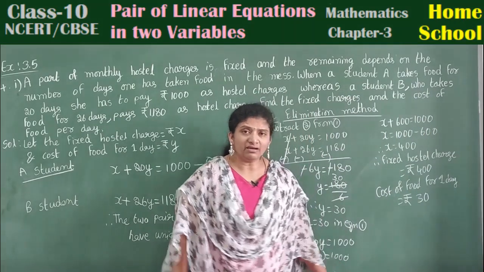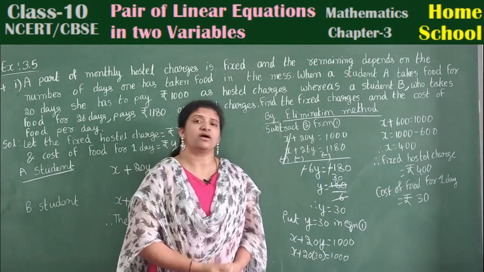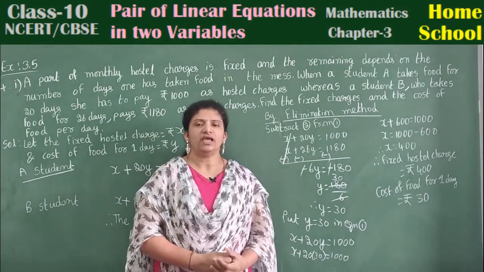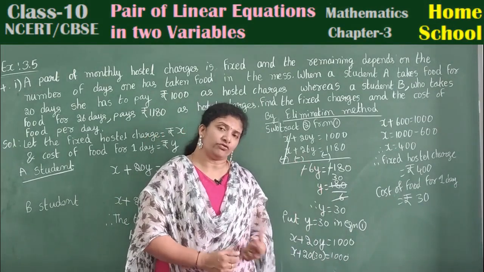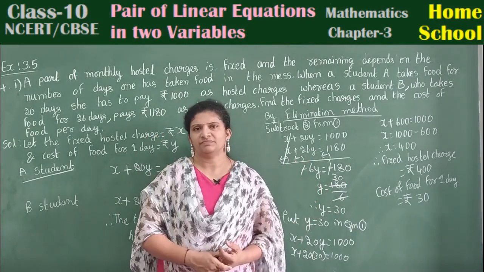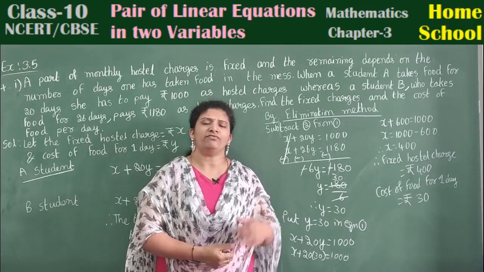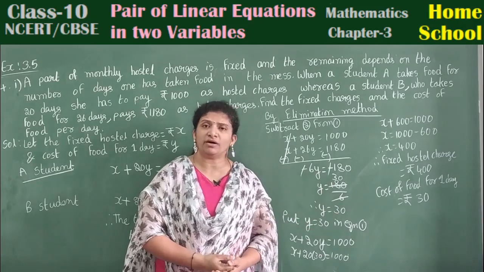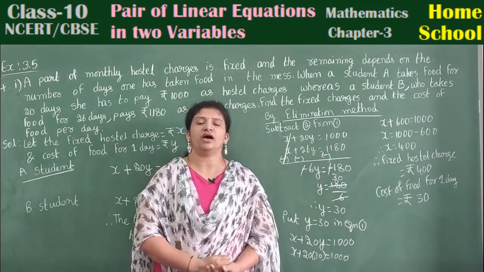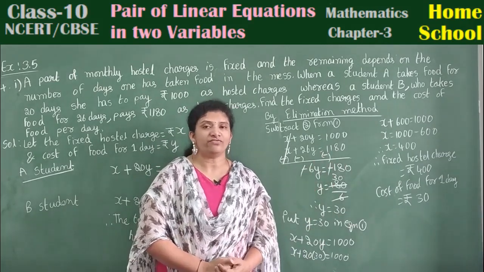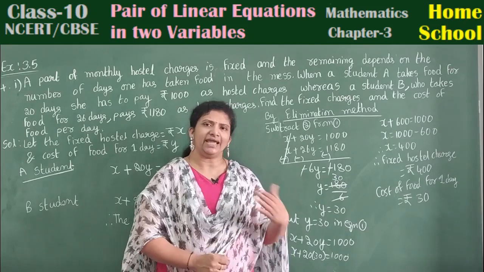So understand here, hostel fixed charge is how much? 400 rupees. Everyday mess bill is how much? Everyday cost of food is how much? 30 rupees. For 5 days, if you had 5 into 30, that will be how much? 150. 150 plus 400. How much you are going to pay? 550 rupees.